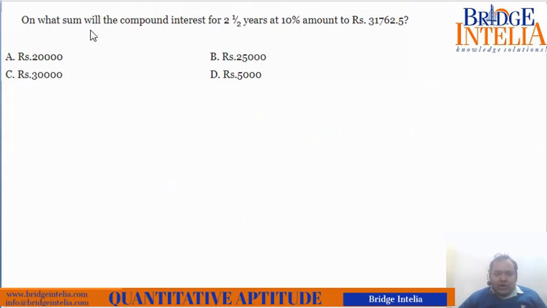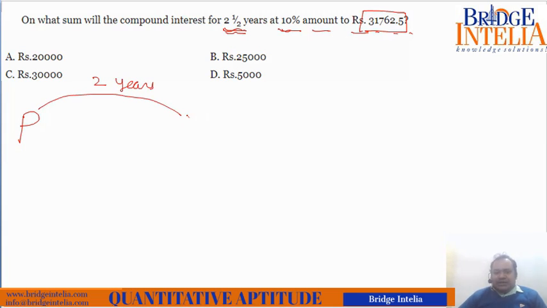Now let's see this one. On what sum will the compound interest for 2.5 years at 10% amount to this much? That means suppose you deposited P in the bank, then after 2.5 years, you want the bank to give you this much back. And the rate of interest is 10%. But the problem is the year is in fraction, 2.5 years. So how to deal with these cases? First, see what happened in 2 years. So first you solve what happened in 2 years. Then you see what happened in the next half year.